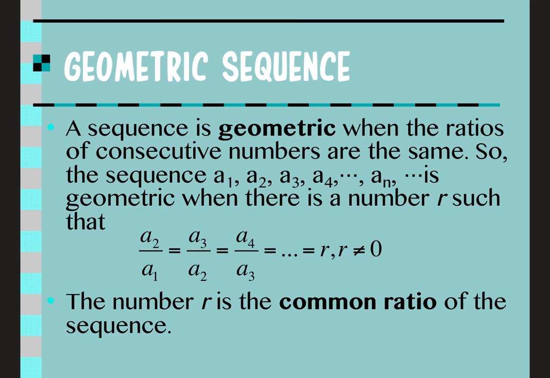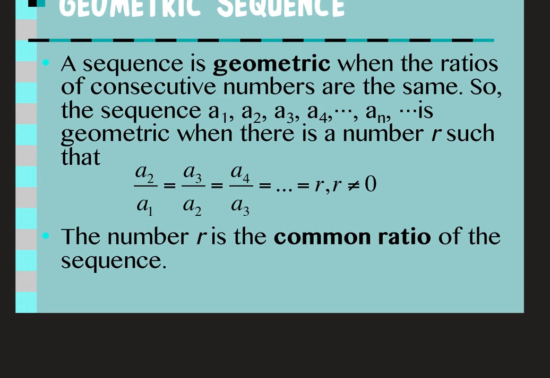So with arithmetic, we are adding or subtracting. With geometric, we are multiplying by the same thing each time. So if I take A2 and I put it over A1, and I take A3 and I put it over A2, and I take A4 and I put it over A3, they should all reduce to be the same thing. That thing is called the common ratio instead of common difference, common ratio, and the symbol we use for it is R.